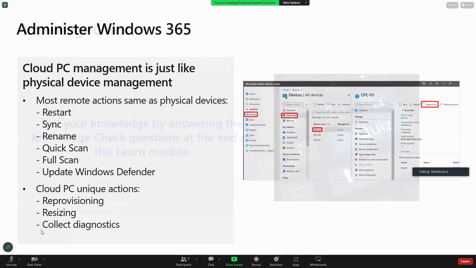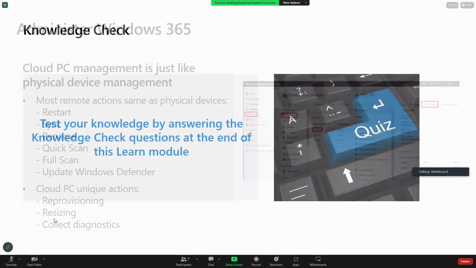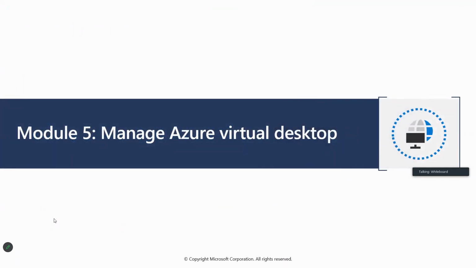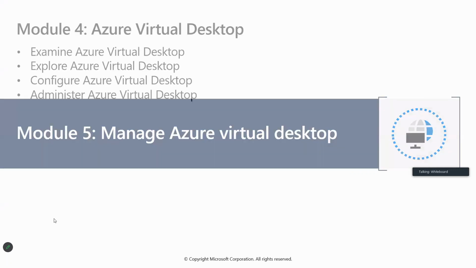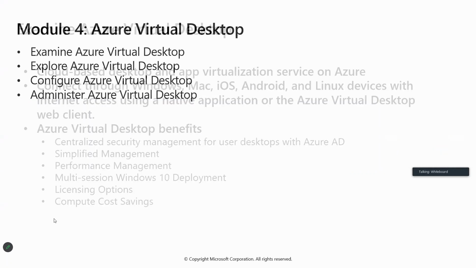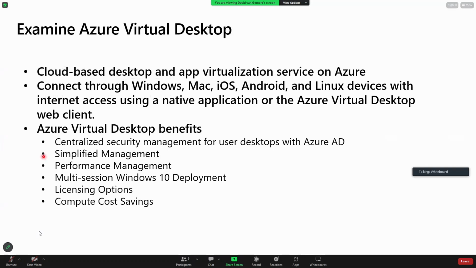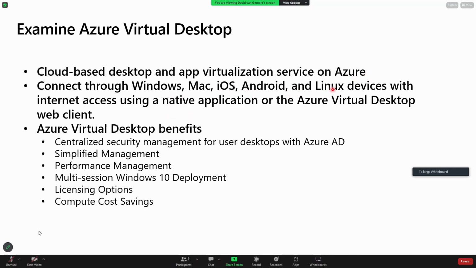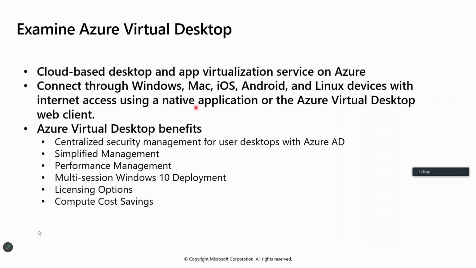Okay, so that's the 365. That's the later edition. Before that, I think back in 2019 already, we had the Azure Virtual Desktop. So that was the first of the offerings. Azure Virtual Desktop is a cloud-based desktop and app virtualization service on Azure. So we can think of it as a platform as a service on Azure. Again, we can use Windows, Mac, iOS, Android, Linux, whatever, to connect to it. So we've got centralized security management for user desktops with Azure AD, simplified management, performance management, etc.